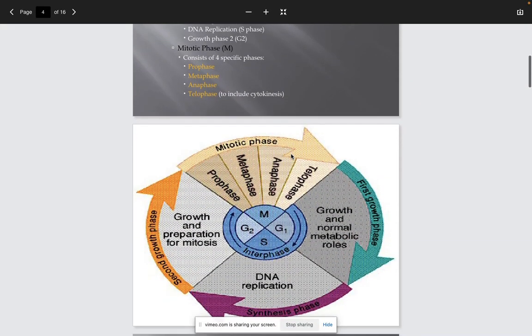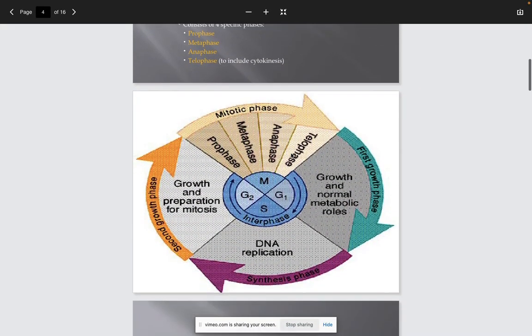So this is just another picture here showing you interphase. This is divided up into the G1, S, and the G2 phase. So I want you to know that during the G1 phase, this is your initial growth. So we have an increase in growth and normal metabolic roles. Once we go through G1, we'll go through the S phase, and this is where synthesis occurs, DNA synthesis. And after we have enough, once we begin to replicate and produce the strands, we'll then go on to the G2 phase, which is just another growth phase.